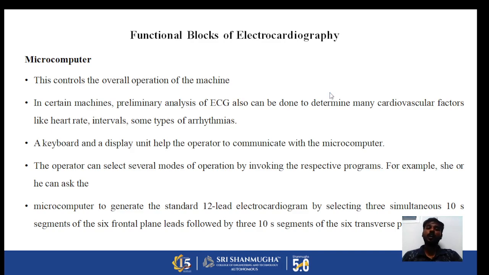Microcontroller. This controls the overall operation of the machine. In certain machines, preliminary analysis of ECG can be done to determine many factors like heart rate, intervals, and some types of arrhythmias. A keyboard and a display unit help the operator to communicate with the microcomputer. The operator can select several modes of operation by invoking the respective programs. For example, she or he can ask the microcomputer to generate the standard 12-lead ECG by selecting three simultaneous 10-second segments of six frontal plane leads followed by three 10-second segments of six transverse plane leads.